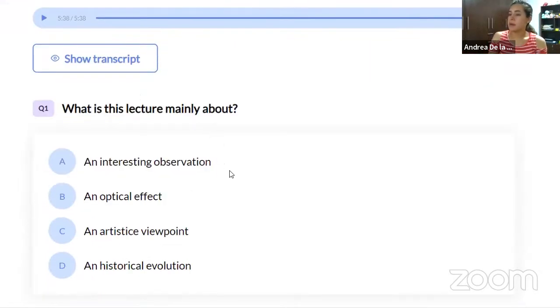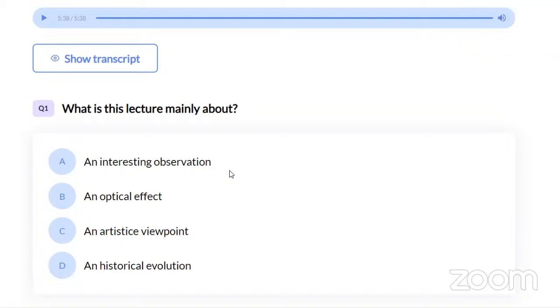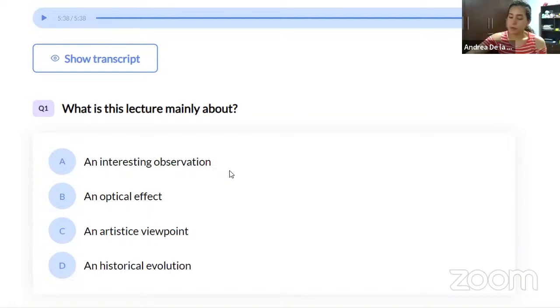The first question says, what is this lecture mainly about? What do you guys think? This is the main idea question type, right? It's about the first part, the introduction that we talked about. So what is this lecture mainly about? An optical effect. Okay, do you guys agree? Do you all agree?